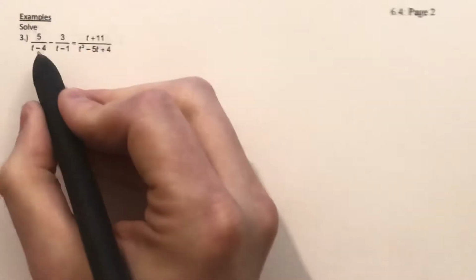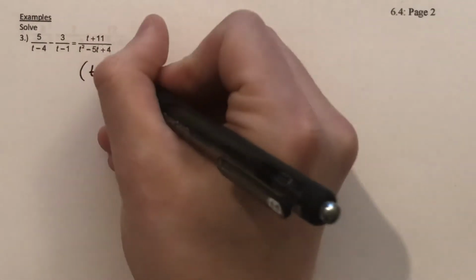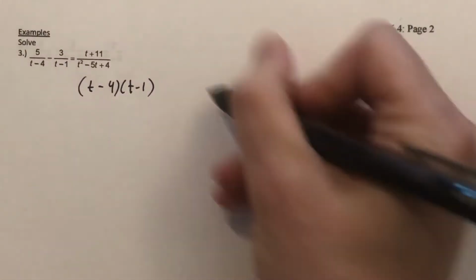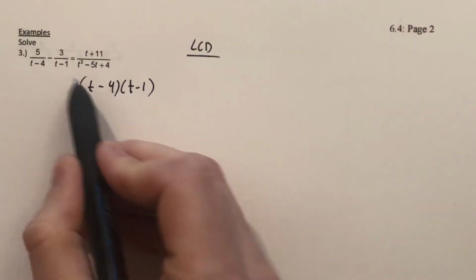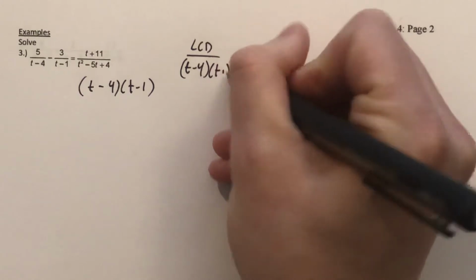All right, next one. Doesn't factor, doesn't factor. We can break that down with an easy case. Numbers that multiply to +4 and add to -5 are -4 and -1. So with that, if we look for our LCD, notice we've got a factor of t minus 4 and a factor of t minus 1, so that makes up our LCD.